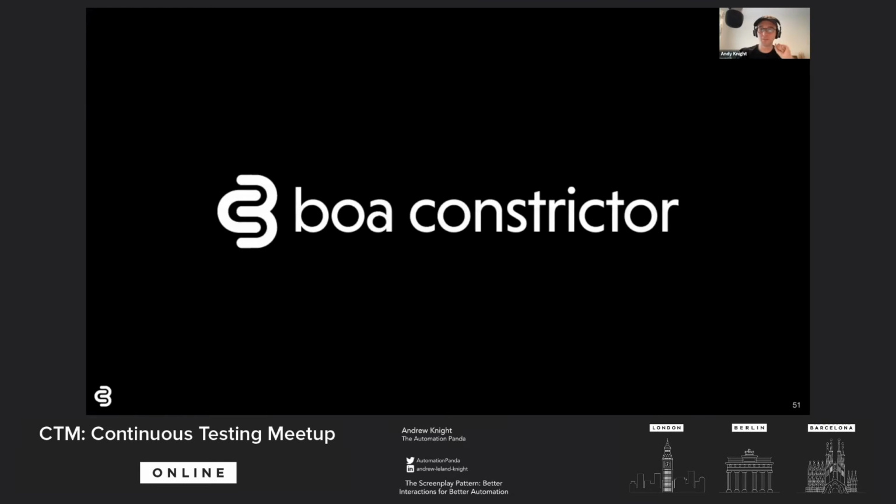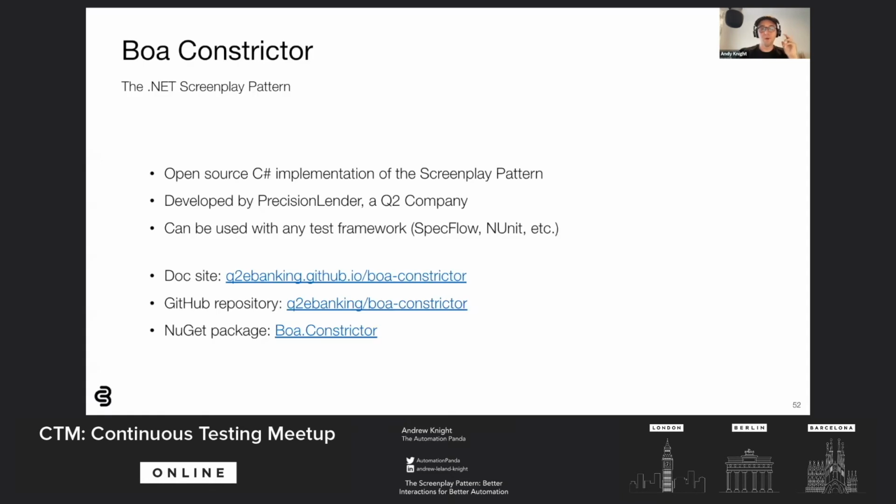So let's learn how to screenplay using Boa Constrictor. Boa Constrictor is an open source C# implementation of the screenplay pattern that my team and I developed while I worked at PrecisionLender. It is, to this day, the cornerstone of PrecisionLender's end-to-end test automation solution. With Boa Constrictor, PrecisionLender runs up to 10,000 web UI and REST API end-to-end tests on a daily basis from continuous integration at a scale of 50 to 100 times parallel, up to 100 tests concurrently.